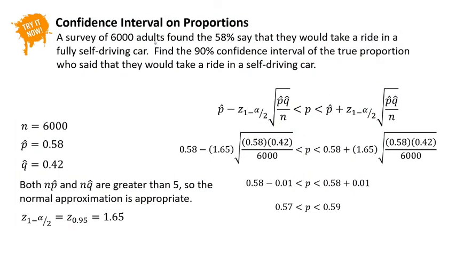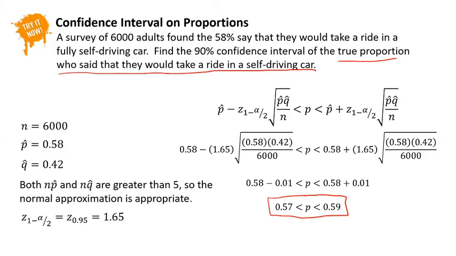Welcome back. Well, this involved using very much the same skills that we had in the previous problem, where you had to extract some important information out of the problem and apply it to our formula for the confidence interval on p here, which we got right here. So somewhere between 57 and 59%. What is that? It's the true proportion who said that they would take a ride in a self-driving car.